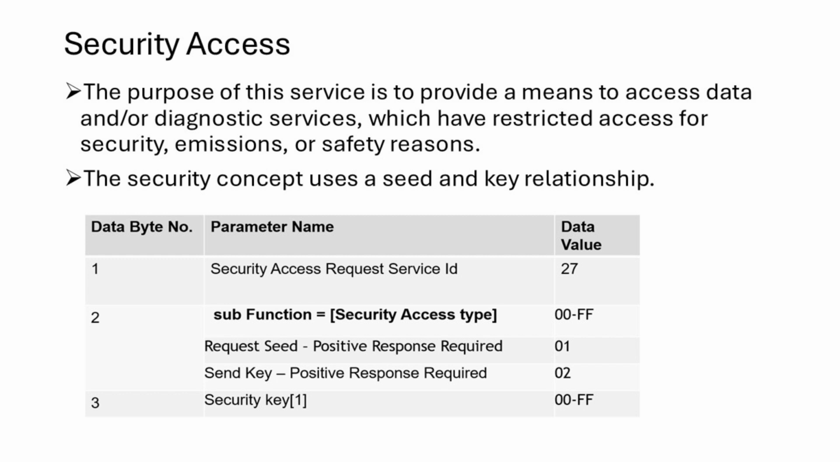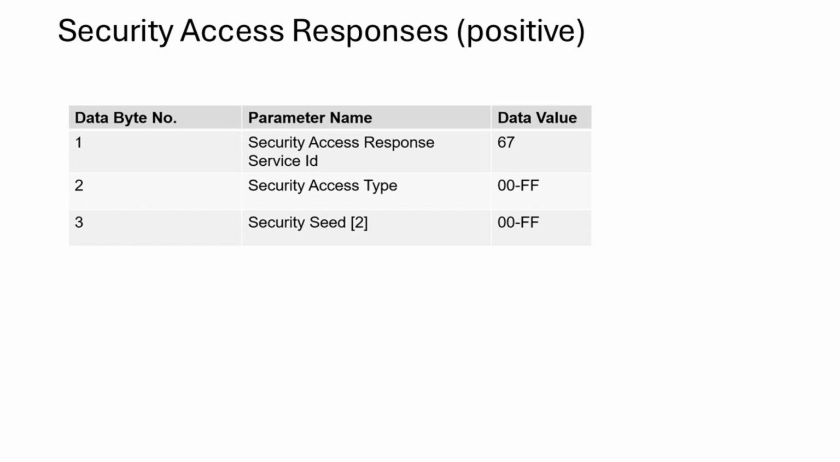So we have the subfunction. 27 is the service ID, and we have subfunction 01, 02, and then key. Request seed is 01, and send key is 02. And this is the positive response: 27 plus 40 is 67, and then security access type, security seed.